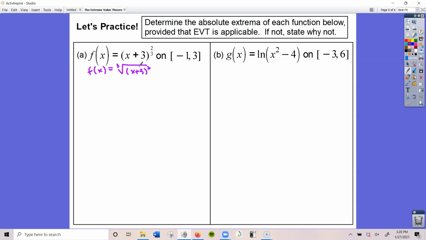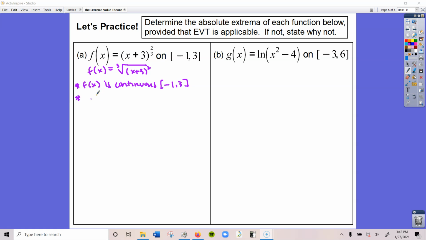Now, if you have a cube root, you can plug in any number, whether it's negative or positive. It's only when you have an even root that you are not allowed to have negatives inside of the radical. Therefore, f of x is continuous on the interval negative 1 to 3. So now we're ready to actually work through the calculations.